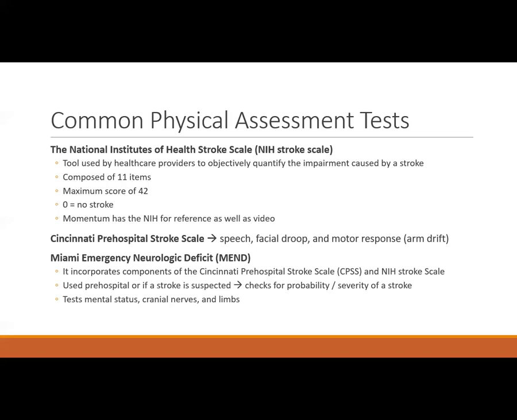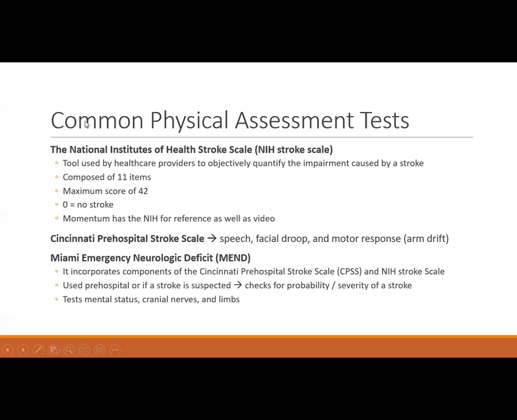The other one is the Cincinnati Pre-Hospital Stroke Scale. This does things like speech, facial droop, and motor response. Then you've got the Miami Emergency Neuro Deficit, or MEND exam, and that incorporates the components of both the Cincinnati and NIH stroke scale. It's used pre-hospital or if a stroke is suspected, and it checks for probability and severity of a stroke. It tests mental status, cranial nerves, and limbs.